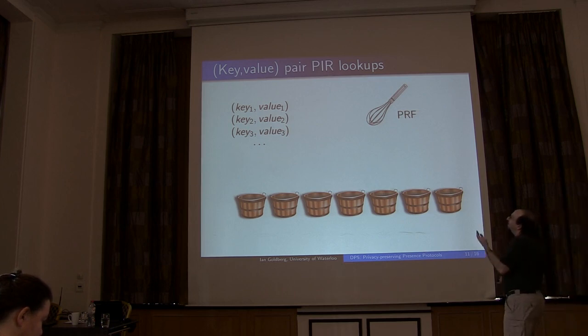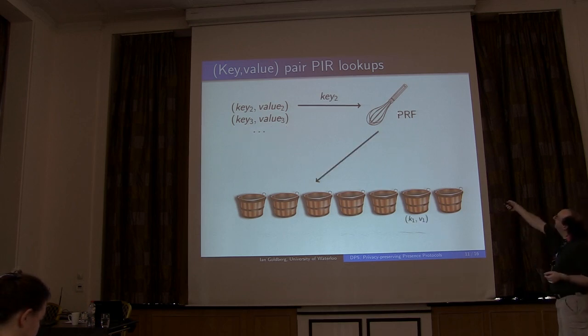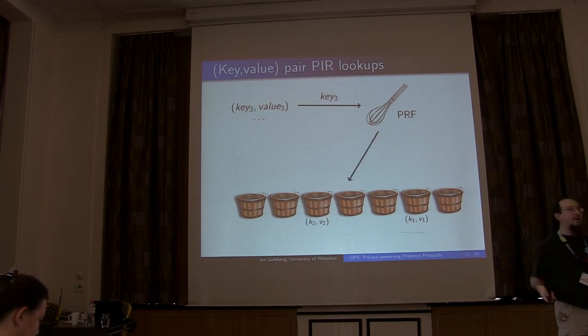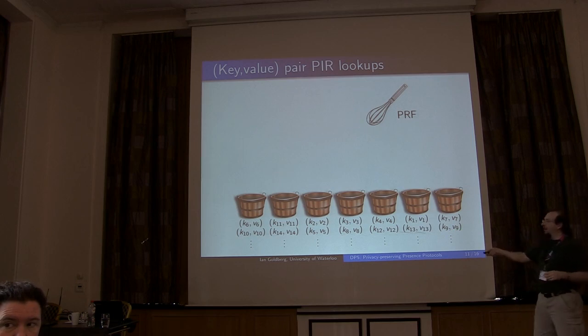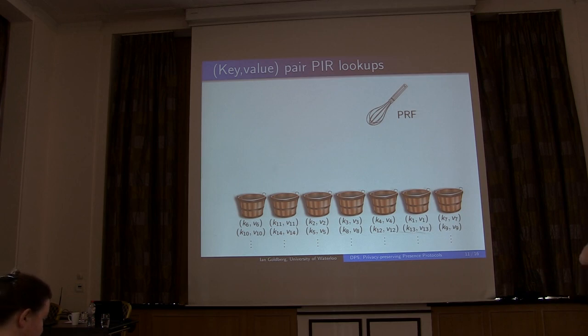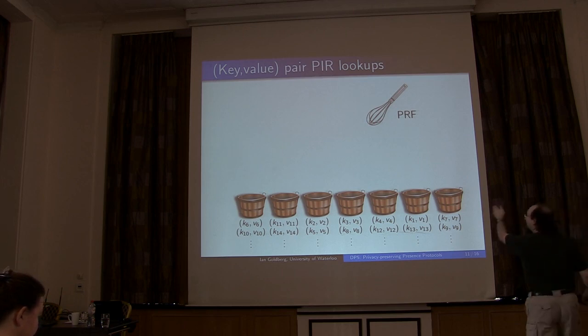So we do what's probably obvious. You take the first key, you feed it into the PRF, and it outputs 6. So you put key 1, value 1 in this bucket. Then you take the second key, put it in the PRF, and it outputs 3. So you put key 2 and value 2 in that bucket. And so on for all the keys and values in your dictionary. It ends up spread out like this, and because it's a PRF, they're spread out approximately equally. You can use a Chernoff bound to bound how likely it is that they're too different, but don't worry about that. There are about the same number of keys and values in each bucket.